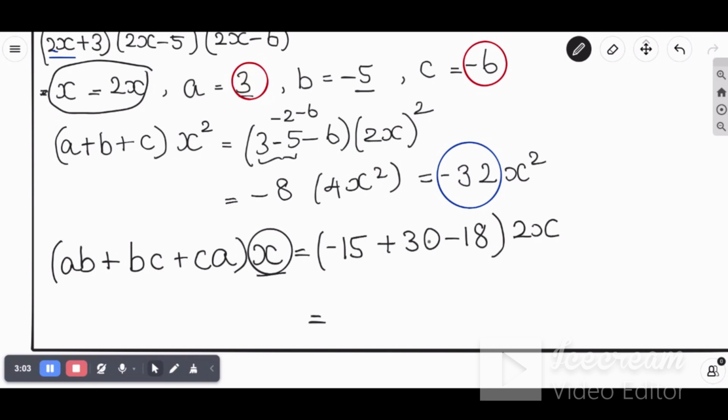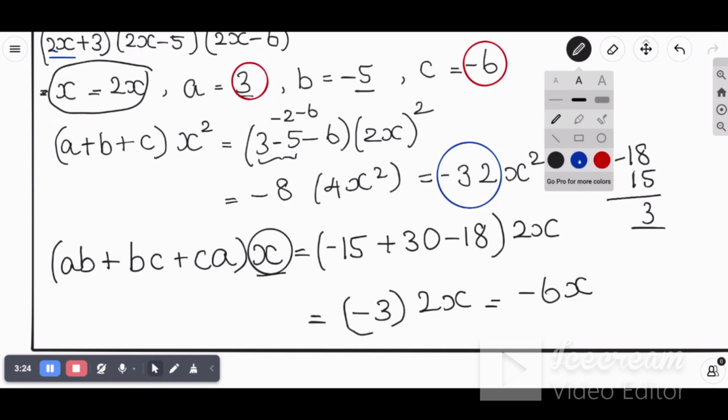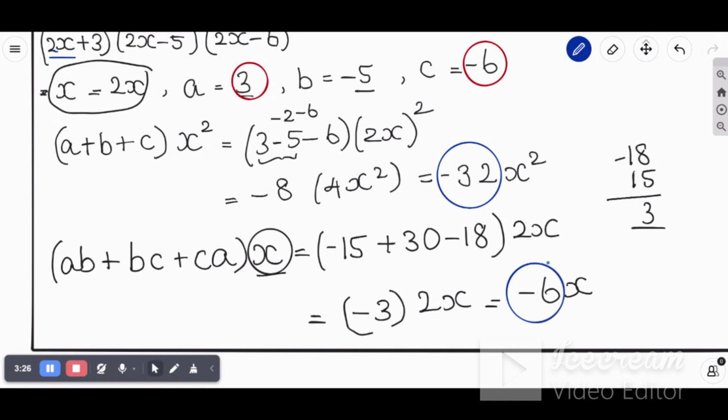Now you have to simplify this. Minus 15 plus 30 is plus 15, and minus 18, and that will be minus 3. This is simplification. Do it carefully, and then your 2x. So this is equal to minus 6x. So now if you could see, the coefficient of x is minus 6. If you miss this step, you might end up with minus 3. That is the wrong answer. Minus 6 is the right answer. Here also you might end up with minus 8. That is the wrong answer. You have to end up with minus 32 and minus 6.